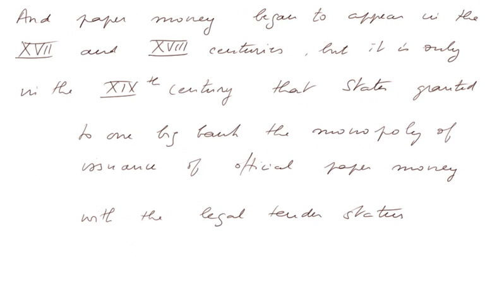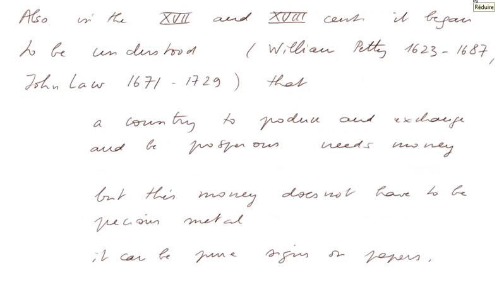And paper money began to appear in the 17th and 18th centuries. But it is only in the 19th century that states granted to one big bank the monopoly of issuance of official paper money with the legal tender status. Also, in the 17th and 18th century, it began to be understood by people like William Petty, 1623-1687, and John Law, 1671-1729, that a country to produce and exchange and be prosperous needs money. But this money doesn't have to be precious metal. It can be pure signs on paper.